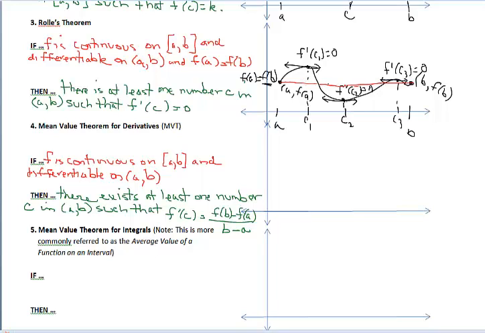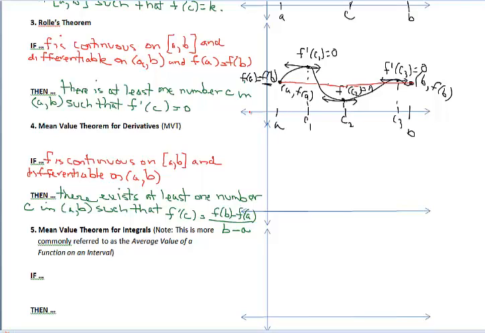Well, that would be every single c value that exists between A and B, because the slope of the secant line is 0, so the slope of the graph anywhere along the way would also be 0. That's kind of a special case. Likely you're going to see something like this right here.